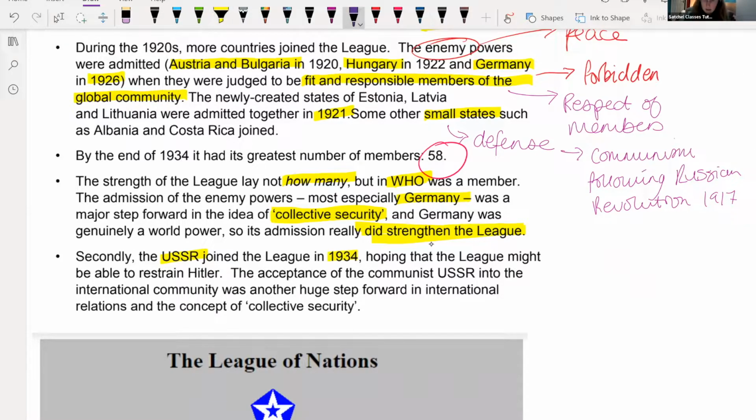Now, remember what I just said about Russia. Some countries are scared of communism because of the Russian Revolution. So Russia joining is a massive thing because that's them saying, we might not actually be out to gain all this territory. We might not be out to conquer. We want to work with people. And they actually hoped that the League might be able to restrain Hitler. Okay, so the USSR, Russia, is worried about Hitler, and they're hoping that by being in the League, they can all work together against Hitler.